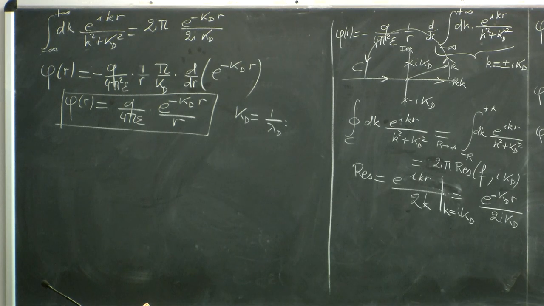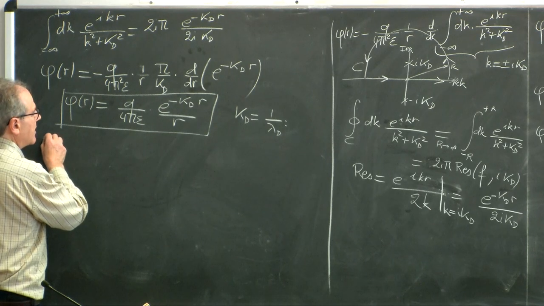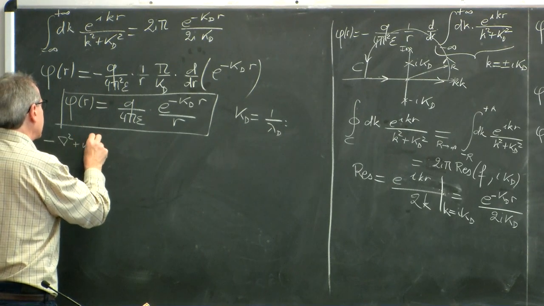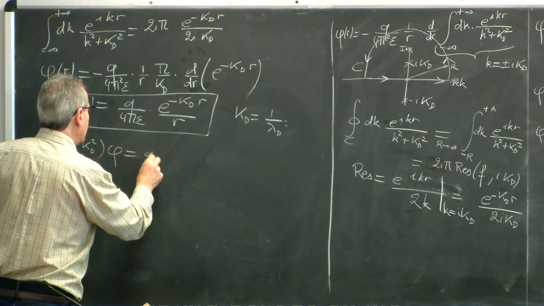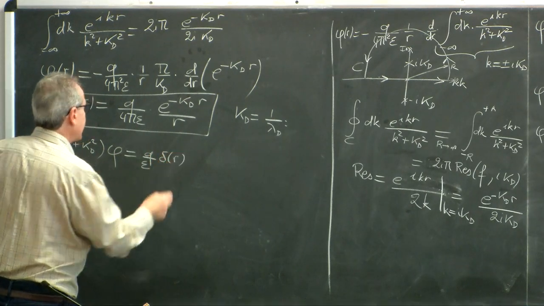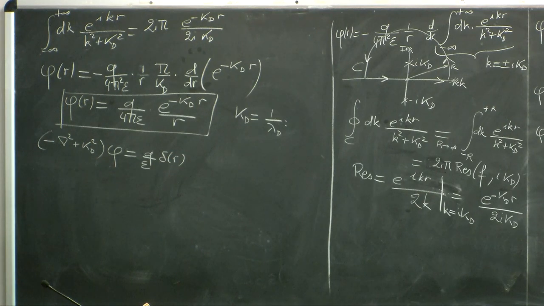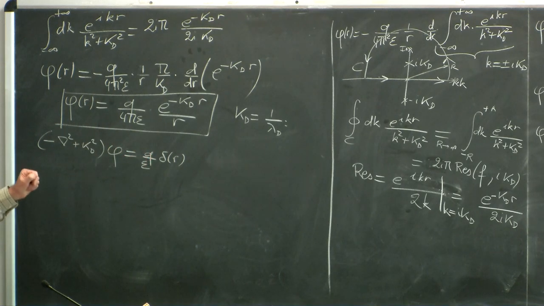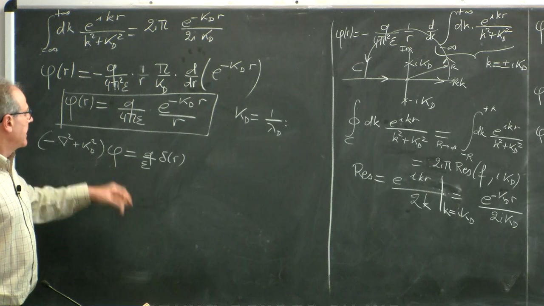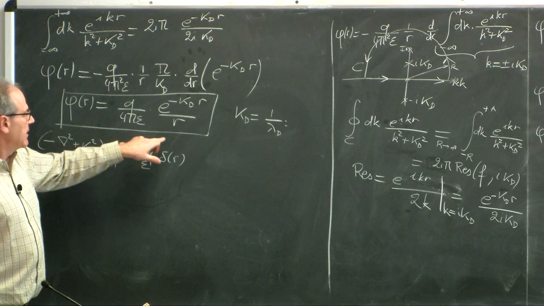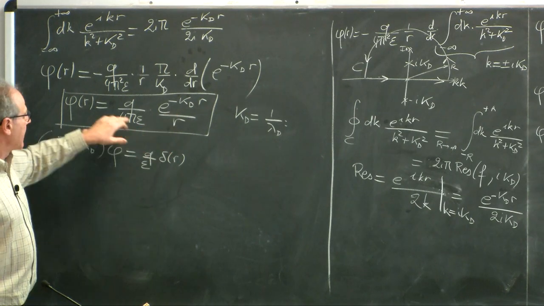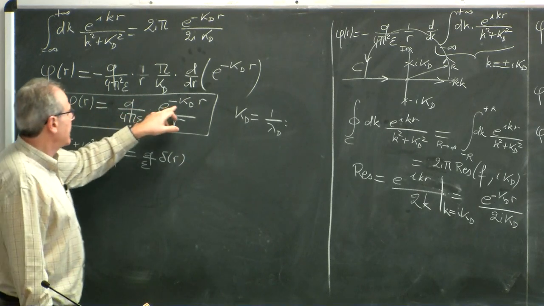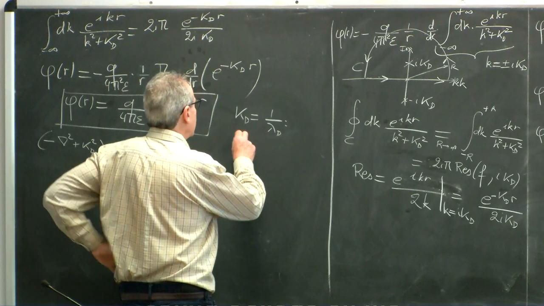I remind you that what we are solving was the equation, minus Laplacian plus kappa d square phi equals q over epsilon delta of r. So this means that when you have a point charge in an ionic environment, the Coulomb potential created by the point charge q is no more the Coulomb law, q over 4 pi epsilon r, but a screened Coulomb law, which means it's a Coulomb law multiplied by an exponential factor, and the scale of the exponential factor is lambda d, which is the Debye length.